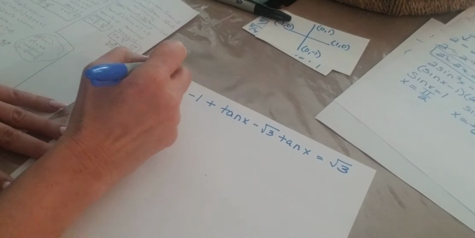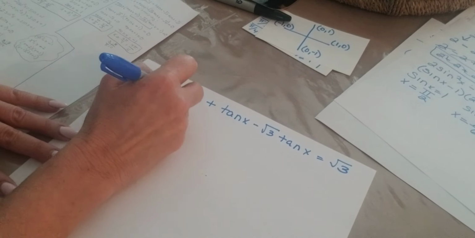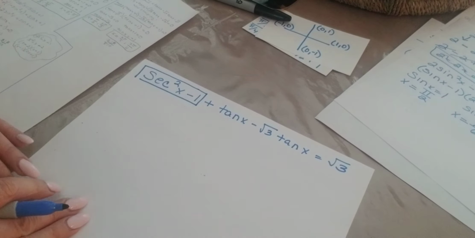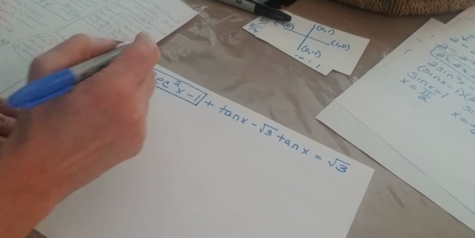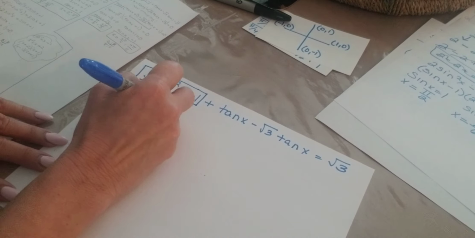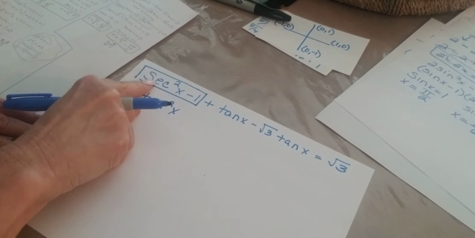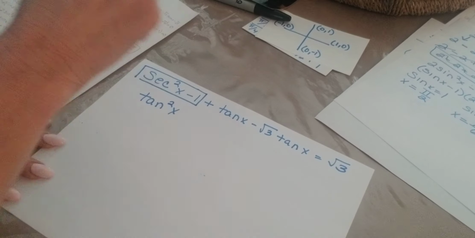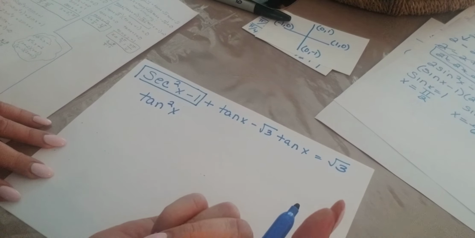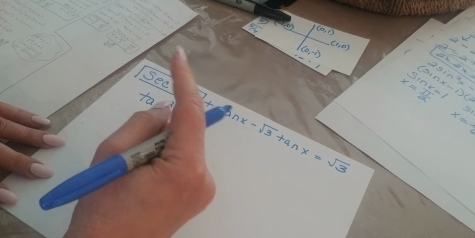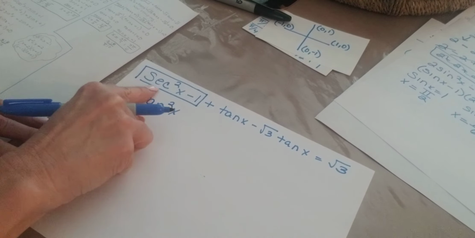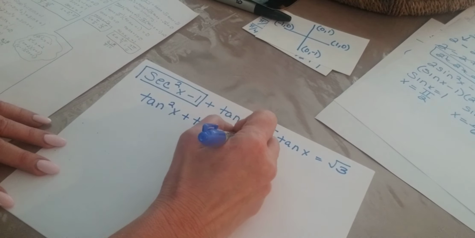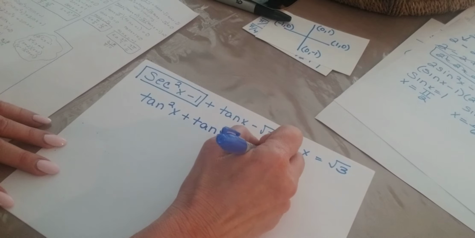Okay, so what I did is I substituted this. This right here is an identity. Secant squared x minus 1 really is tan squared x. So instead of writing that, I wrote this. Now, some of you may have just taken the secant squared x and replaced that. The 1 would have canceled out anyway because it would have been plus tan squared plus 1. So either or. But I just took this whole thing and now plus tan x minus radical 3 tan x.